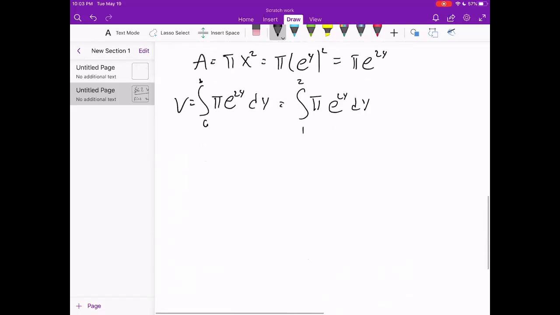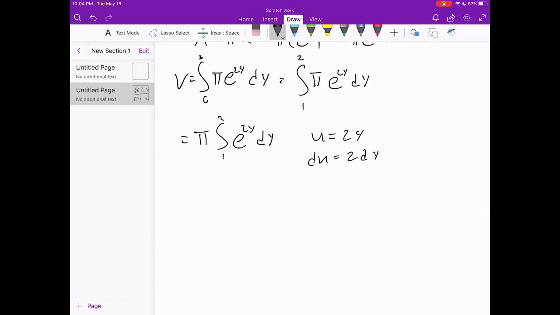Now we can just do this integral. So pull the pi out: pi times the integral of e to the 2y dy. If you're not comfortable doing that one quickly, you can do a u substitution. I'm going to do it just for the sake of people being able to see all my steps. So you could let u equal 2y, and then du will be 2 dy. So dy is 1/2 du.